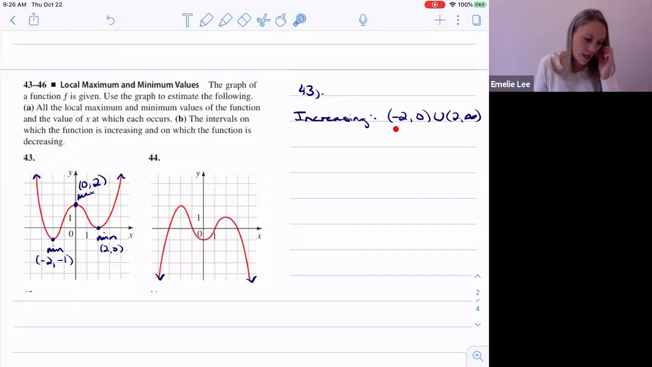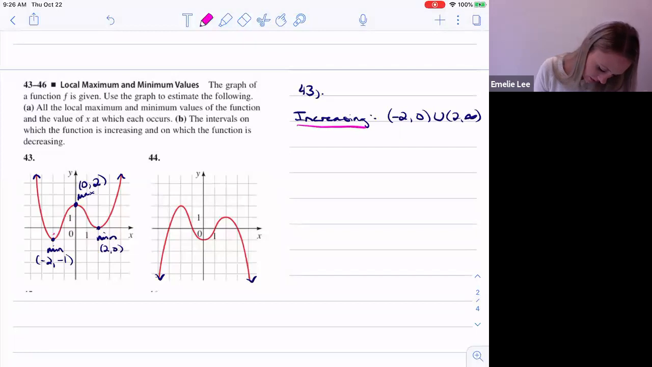I'm going to use round brackets. Technically at the maximum and minimums, the slope is 0, so it's not increasing or decreasing. But if you wanted to use square brackets, it doesn't matter. I'm just going to use round brackets. And then where is it? So here I'll just do increasing. So that was here and here.